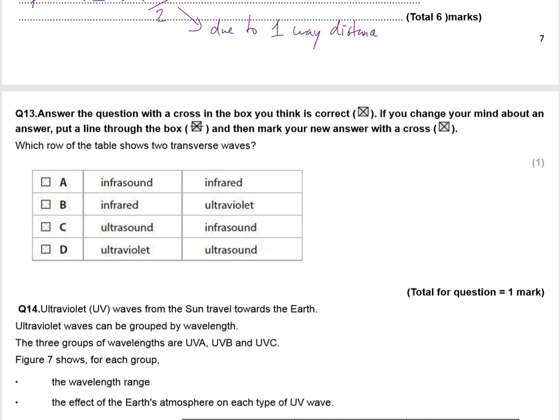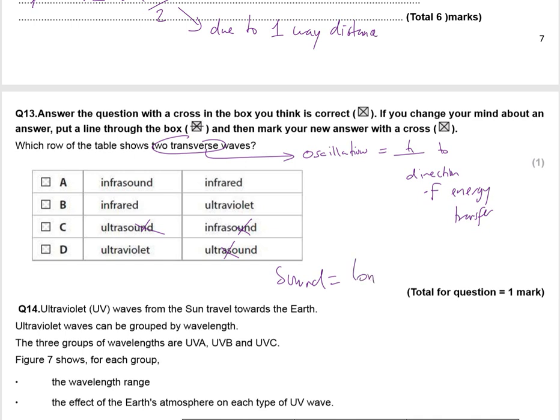Now, this is another good question. Transverse waves, we've done this before. Transverse waves: oscillations are perpendicular to the direction of energy transfer. Now let's get rid of the wrong ones. Sound is wrong, sound is wrong, sound is wrong. Remember, sound is longitudinal.